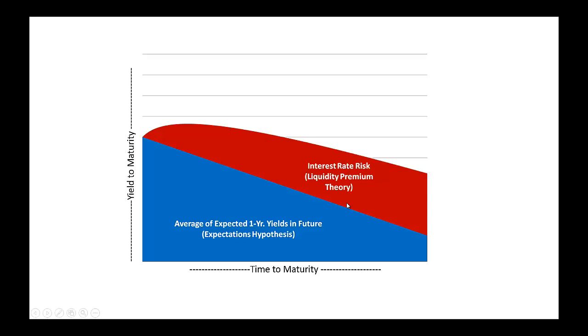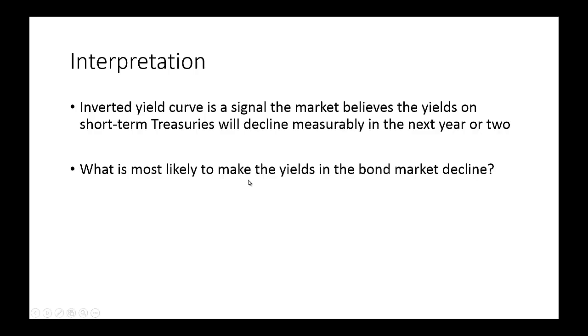So the question quickly becomes, what is most likely to make yields in the bond markets decline? Well, this gets back to something we talked about last week. And this is one of the things I love about this class, right, is we connect dots throughout the semester. So I painted some stars for you in the sky last week. Now we're going to draw the constellations.